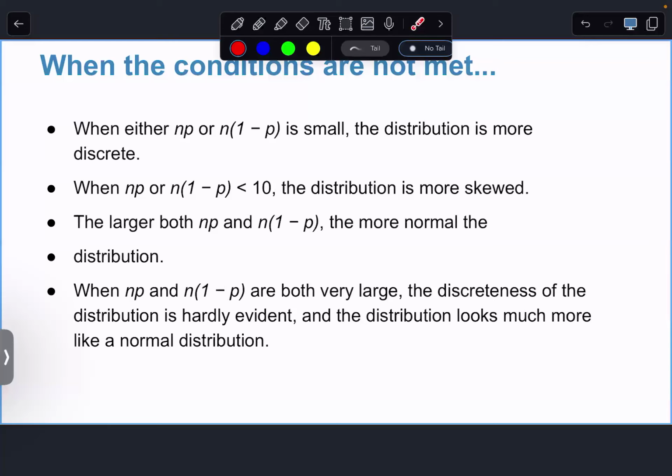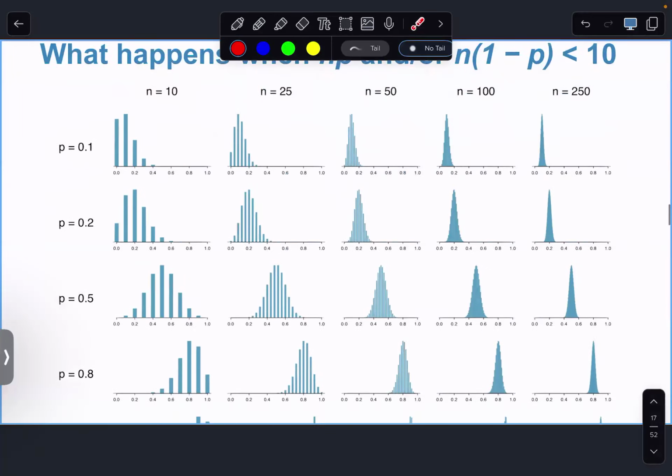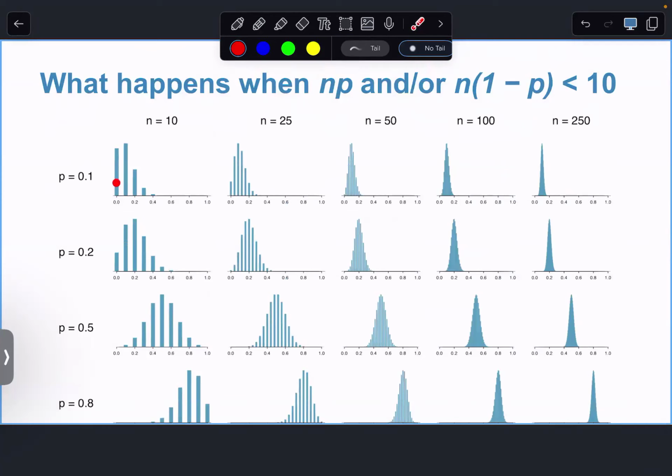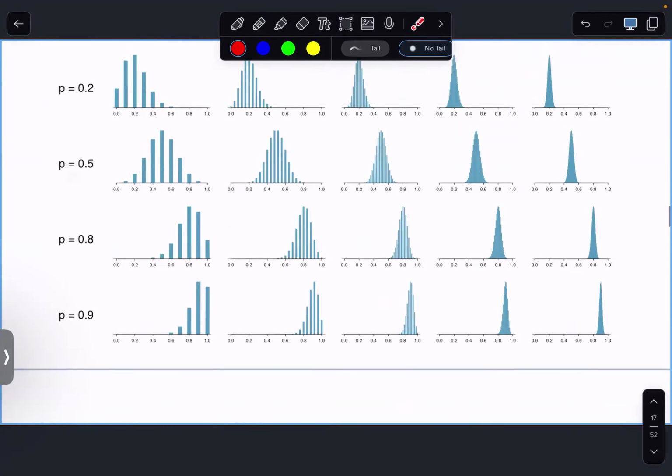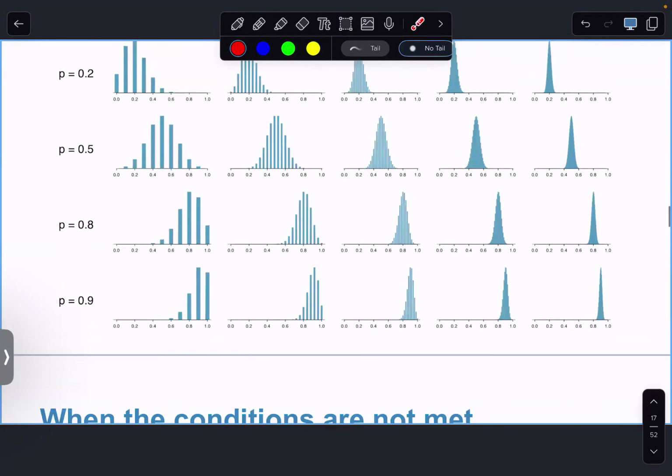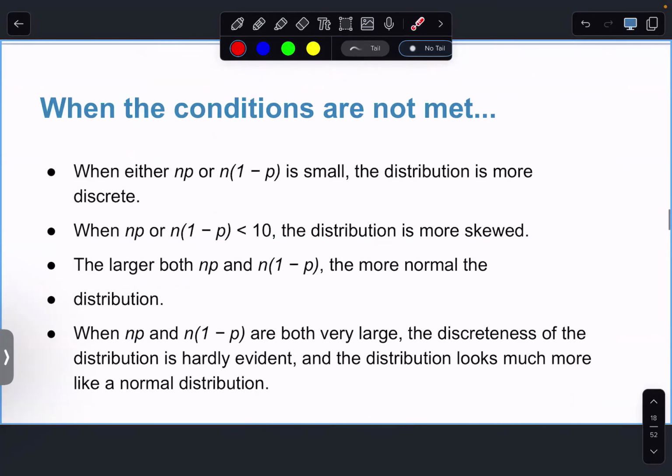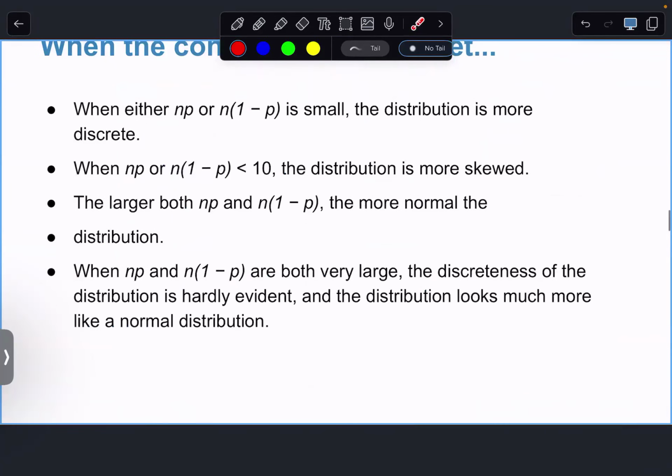When the conditions are not met, when either n times p or n times 1 minus p is small, then the distribution is more discrete, which we saw here with 0.1. We've got this kind of stilty looking thing. It's not very helpful and not very important either.